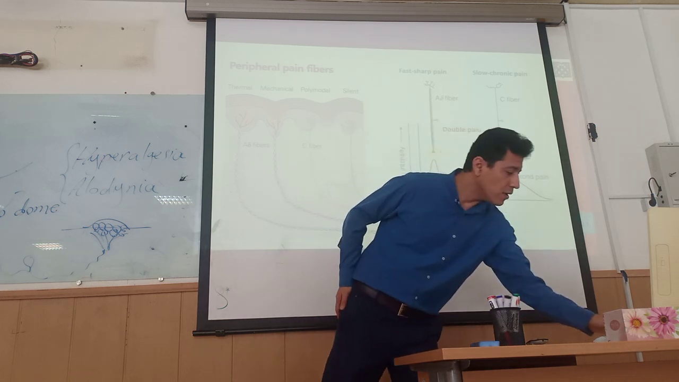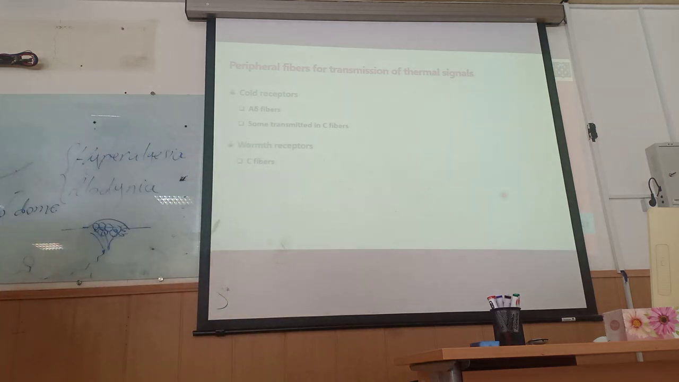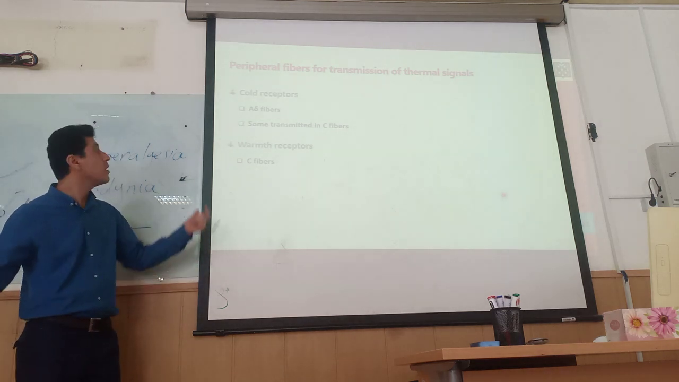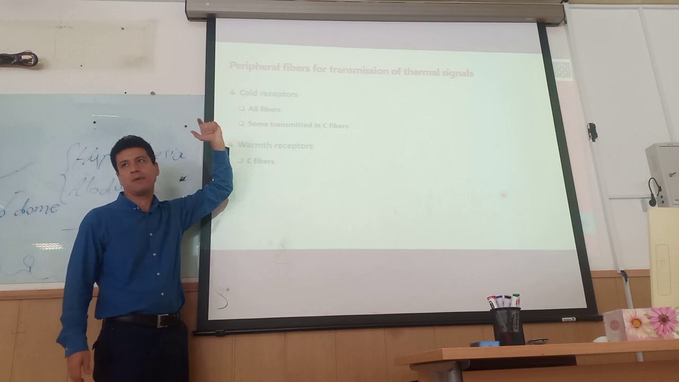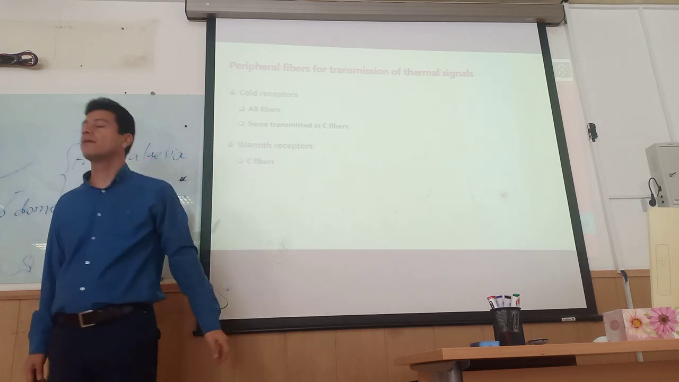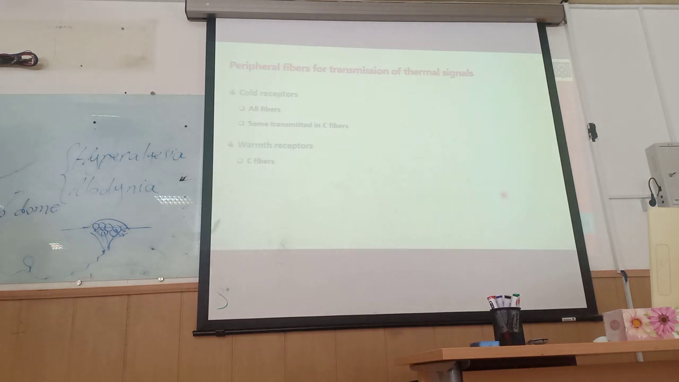What about temperature? Thermal fibers are either A delta or C again. For cold, we have mainly A delta fibers. Some of them are C fibers. And for warm, we have C fibers. So C fibers are for warmth, for cold some of them, for chronic pain, for tickle, for itch, for crude touch.